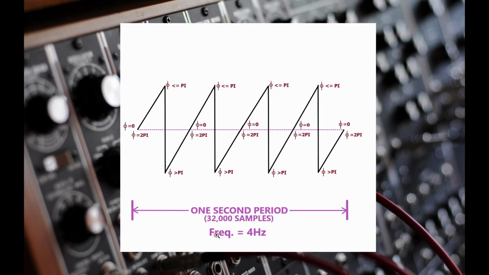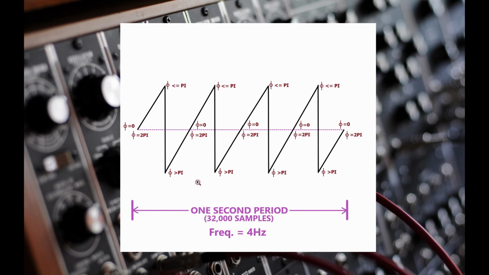Here is another example at 4 Hz. We can see the same pattern as before, but now we are fitting 4 full saw wave cycles inside a 1 second period using 32,000 samples, because now the phase increment between samples has quadrupled.